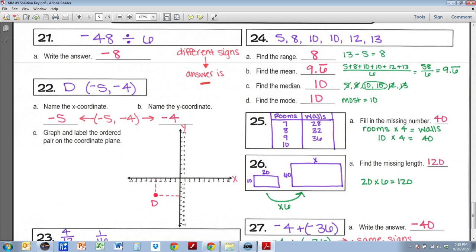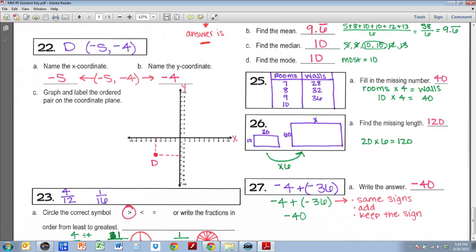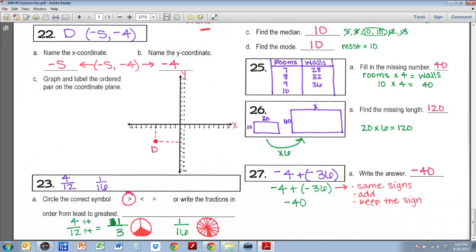Alright, on 22, this is a coordinate, a point. So we have an x coordinate and a y coordinate. We've got, name the x coordinate. Well, that's always the first one, negative 5. The second one is always y. So we're going to look over here. The y line is right here, and then the x line. So starting from 0, the origin, we're going to go left 1, 2, 3, 4, 5, and then down 4: 1, 2, 3, 4, and there's your dot. Point D.